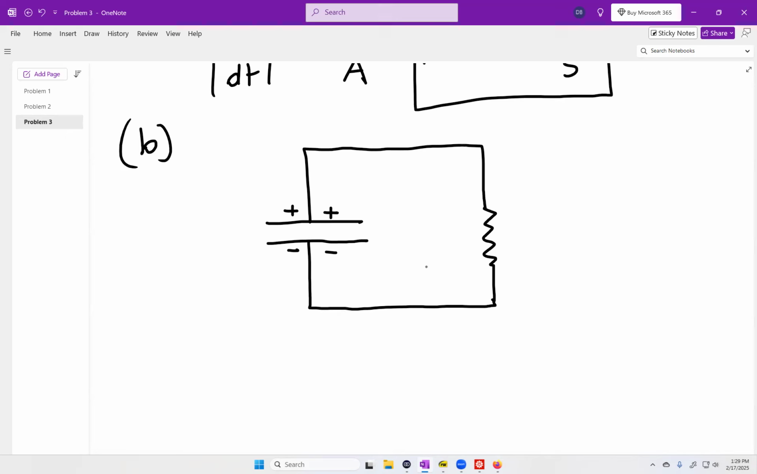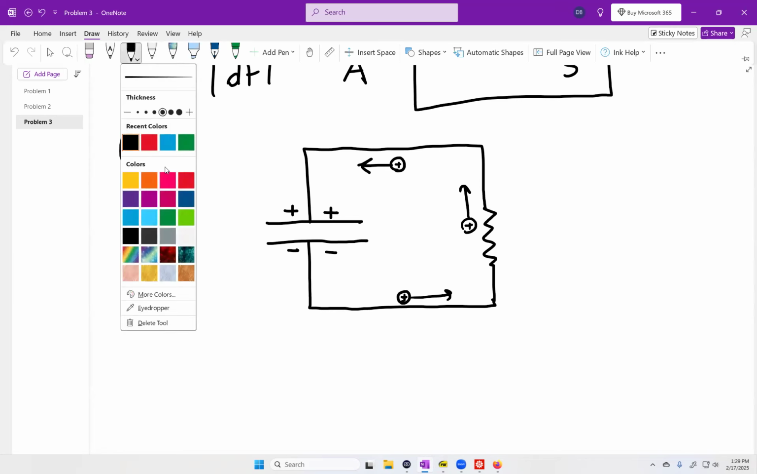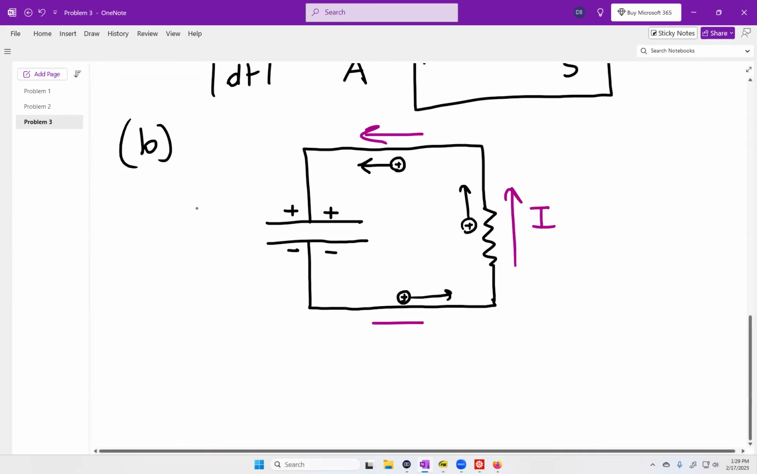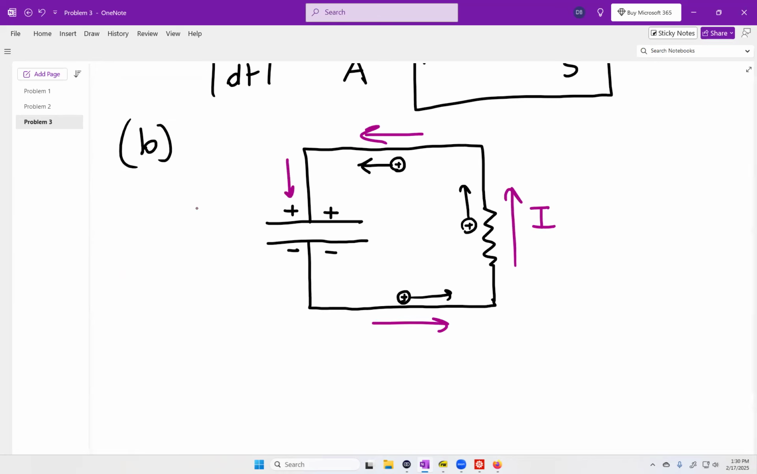So what's happening is positive charges are being pushed around the circuit this way by the induced EMF. In other words, we've got a current that flows counterclockwise like this, pulling charges off the bottom plate and pushing them onto the top plate.